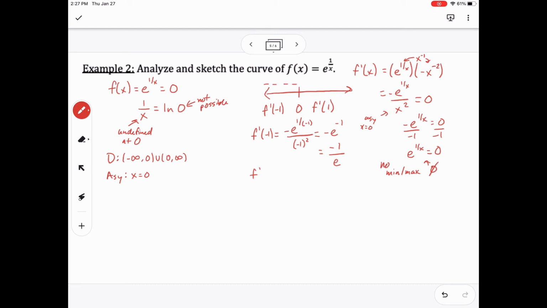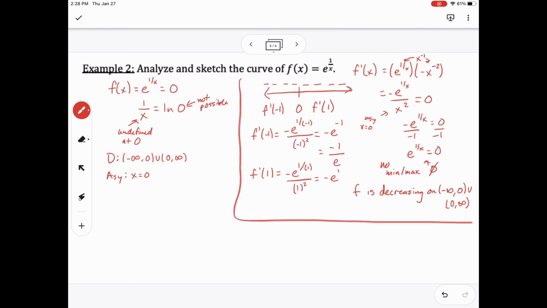We get -1 over e. That means we're negative to the left side of 0. Plugging in 1 will get us -e to the first, which is also negative. So your function is decreasing at all times except for 0. So -infinity to 0 and 0 to infinity. So that's good information to have.